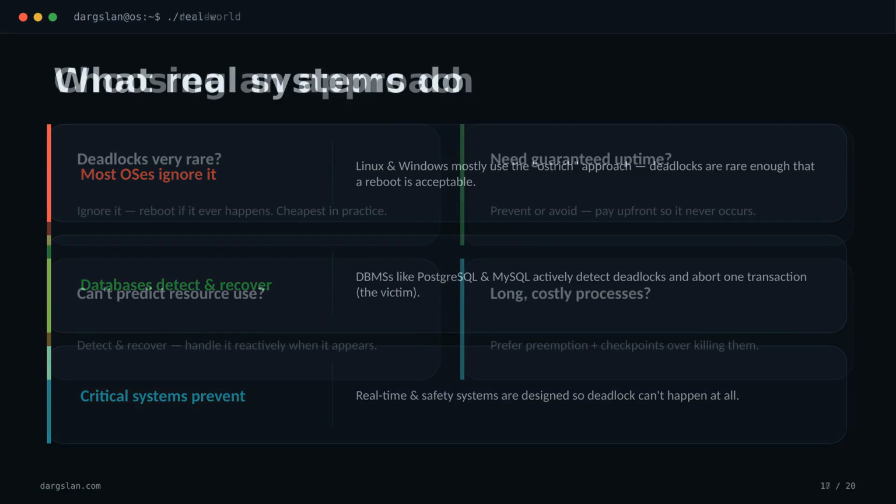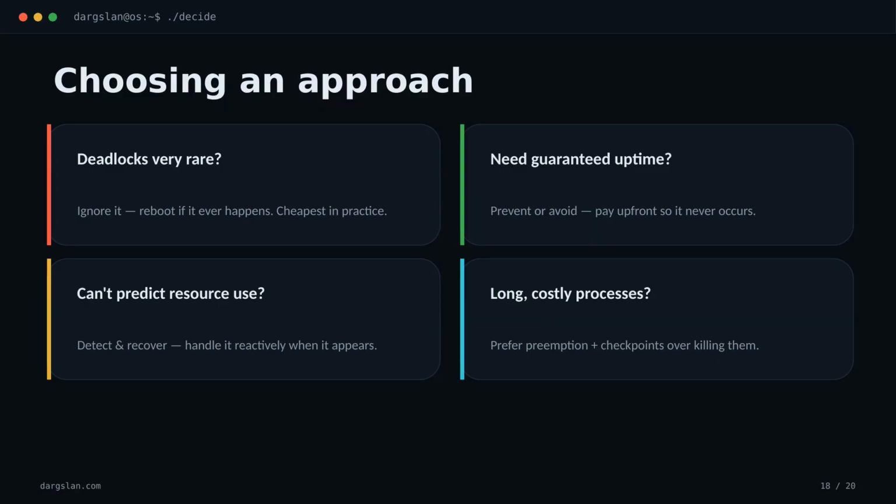So, which strategy fits your situation? Ask a few honest questions. If deadlocks are vanishingly rare, just ignore them. A reboot is cheaper than the engineering. If you need guaranteed uptime, pay the cost up front and prevent or avoid them entirely. If resource usage is unpredictable, lean on detection and recover after the fact. And when processes are long and expensive to redo, prefer preemption with checkpoints over outright killing them.